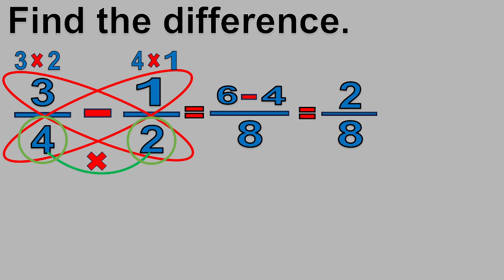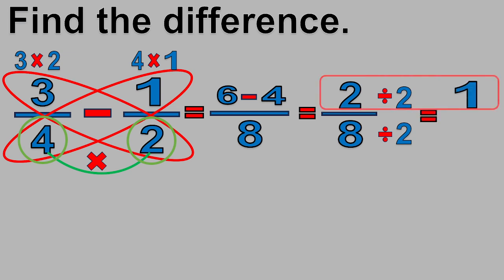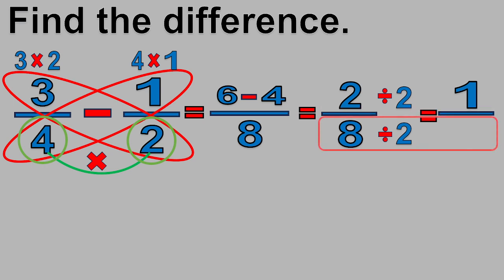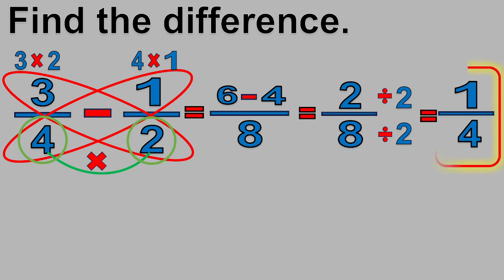Now, let's reduce 2/8 into its lowest term. To reduce a fraction, we are going to divide both numerator and denominator by the greatest common factor. So the greatest common factor of 2 and 8 is 2. Now, divide the numerator. 2 divided by 2 equals 1. Divide the denominator. 8 divided by 2 is 4. So our final answer is 1/4.